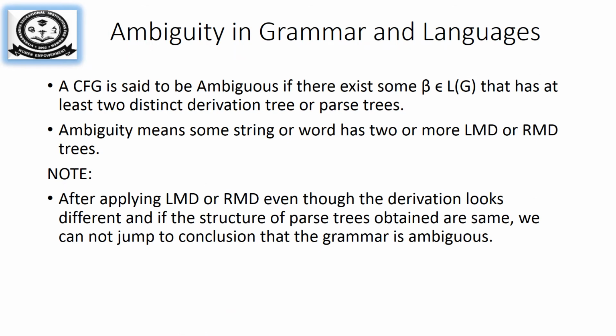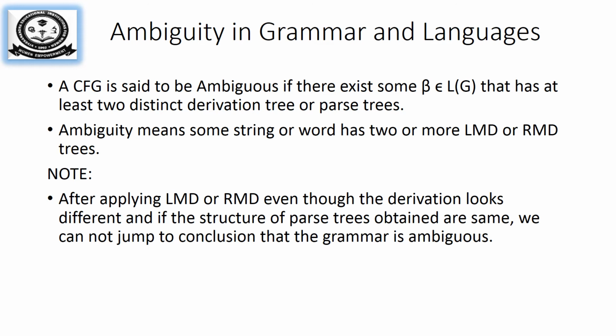Okay, now let us discuss what ambiguity is in a grammar and language. A context-free grammar is said to be ambiguous if there exists a string that belongs to the language that has at least two distinct parse trees. So ambiguity means a string or word has two or more LMD or RMD trees. If a string is given and you are able to derive two different versions of LMD or RMD, then it is called an ambiguous grammar.